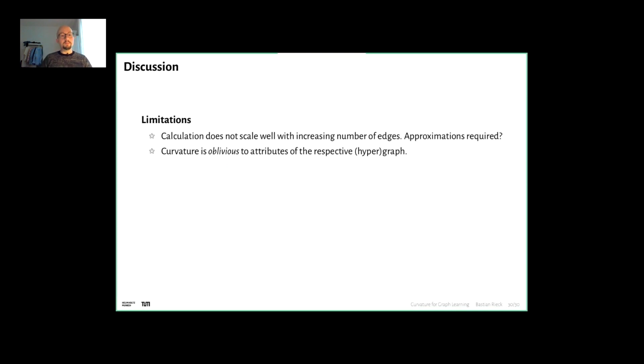Moreover, curvature, in the way we currently set it up, is oblivious to attributes of the respective hypergraph. So if we have additional attributes in our graphs or in our hypergraphs, we have at the moment no way of dealing with that. Likewise, we are only working with very localized probability measures. There might be a reason for this, but still I want to mention it as a limitation.